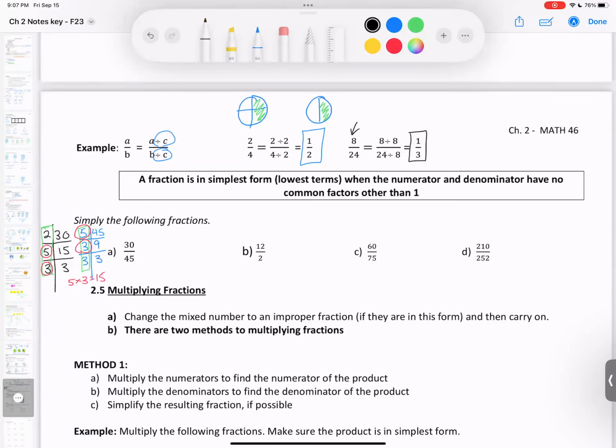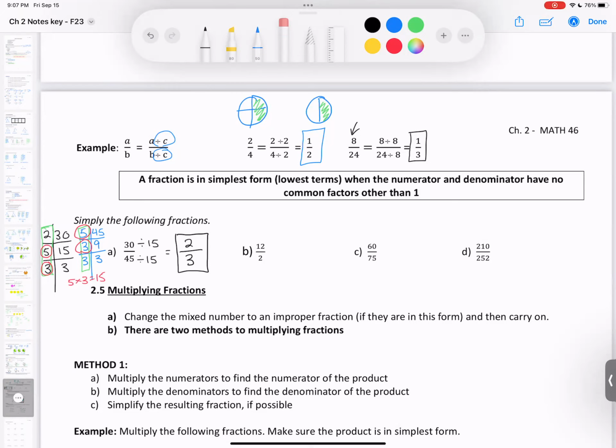That means if I divide my numerator and my denominator by 15, I'm going to have an equivalent fraction here, which is in simplest form. So 30 divided by 15 gives me 2, and 45 divided by 15 gives me 3. So 2/3 is the equivalent fraction, but this time written in its simplest form, or lowest terms, sometimes people say.